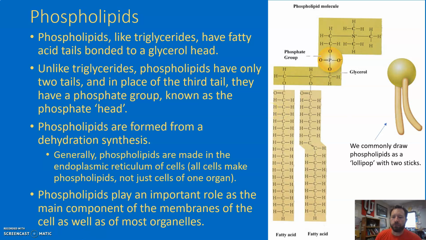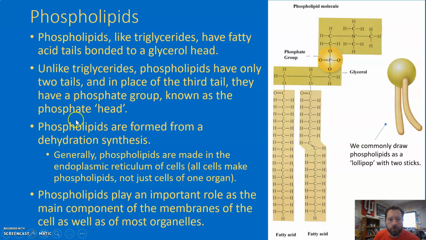Our next class of lipids are the phospholipids. So phospholipids are very similar to triglycerides. Here you see that same glycerol head, three carbons, hydrogens. The difference is, and here's a couple fatty acid tails, the difference is there's only two fatty acid tails. So triglycerides had three, phospholipids only have two fatty acid tails. In place of the third one is a phosphate group that we call the phosphate head. So it's like we've got two tails and a head, a phosphate head, on these phospholipids.